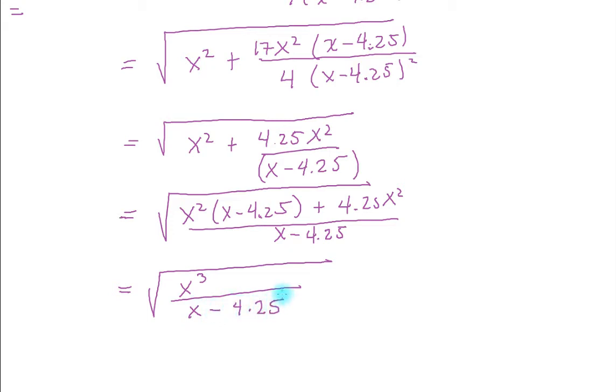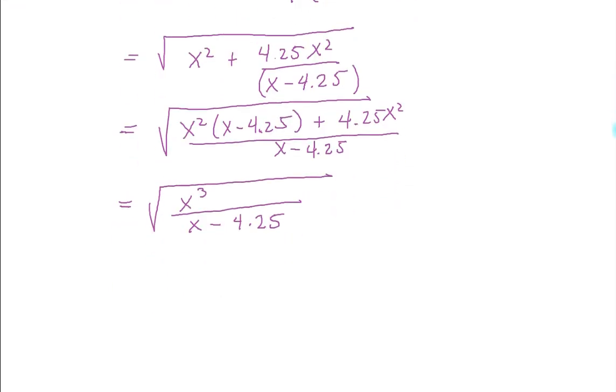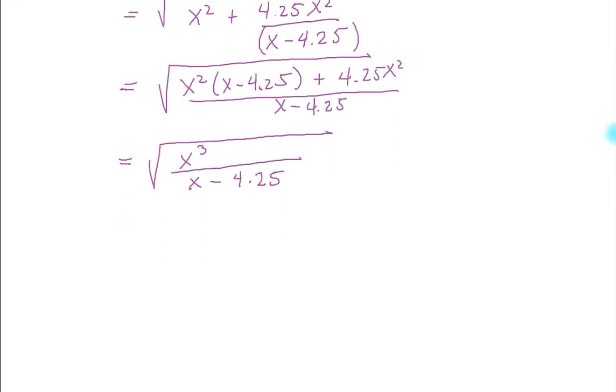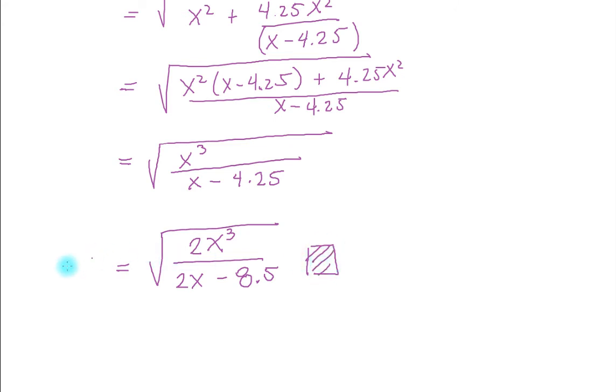Now I want to get that answer in the same form as in the other video to take the derivative of. So we just have to multiply by 2 on both sides, and we have the square root of 2x cubed divided by 2x minus 8.5. And that's our C of x. If you're interested in watching more about this exercise, go to the second video where I take the derivative and find the minimum. Thank you guys for watching.